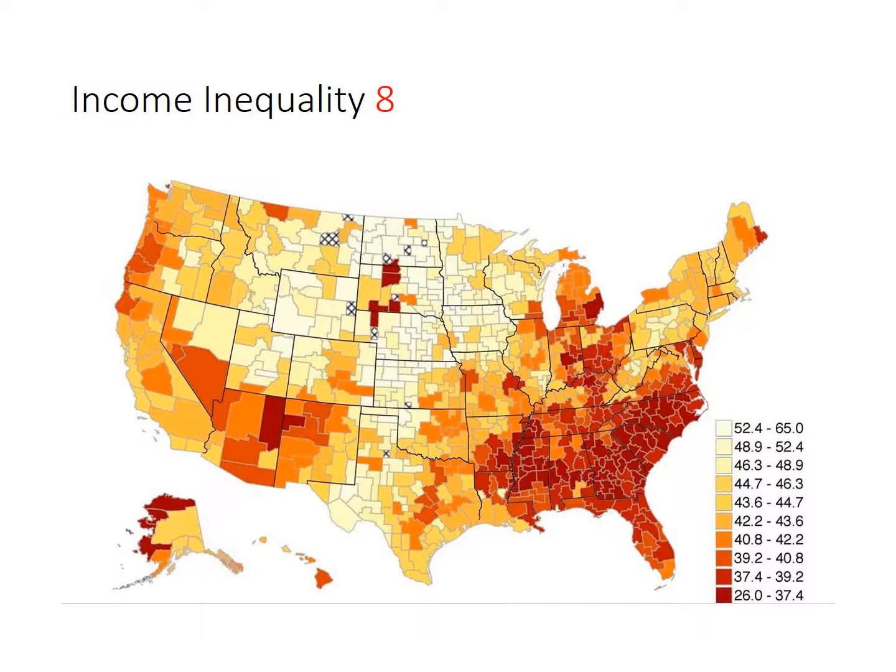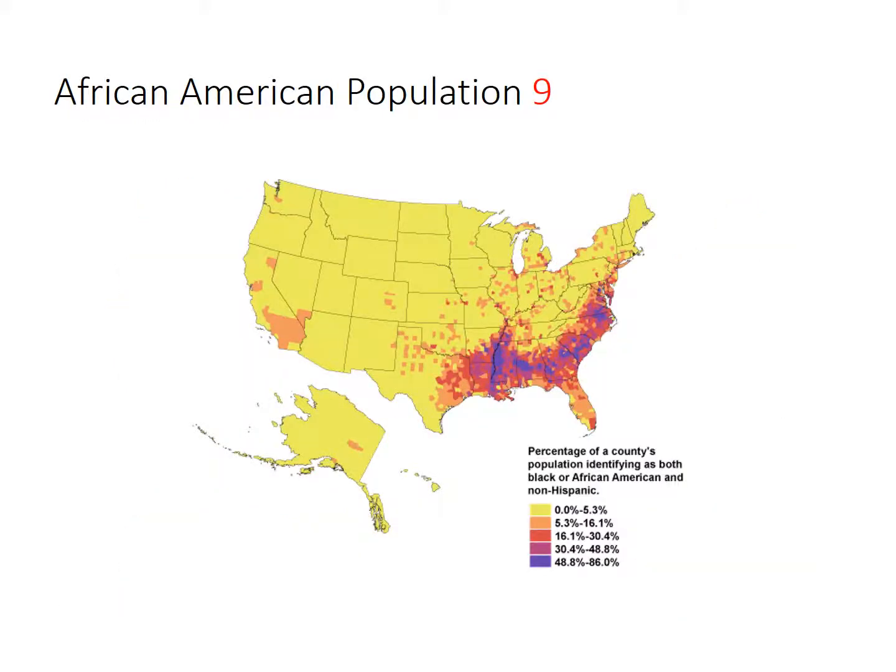That's where you have a Latino population, an American Indian population, also in the areas of the Dakotas. And then you also have a large African American population in the southeast part of the United States. So there you can see a pretty strong correlation between a greater gap of income inequality and a large African American population.